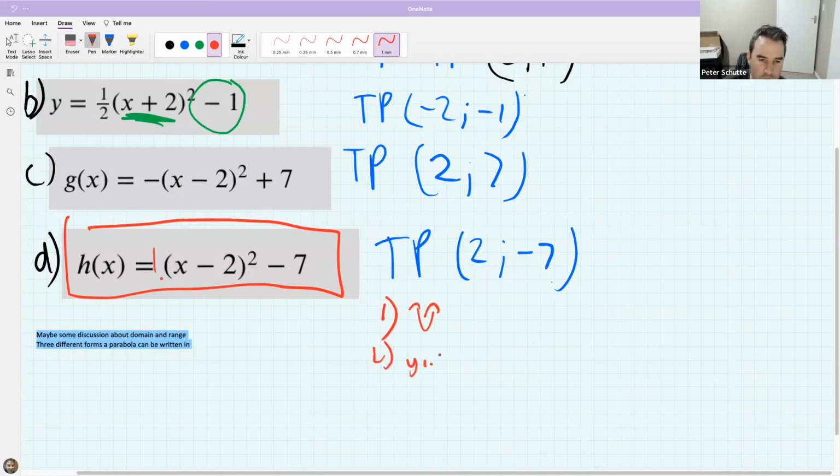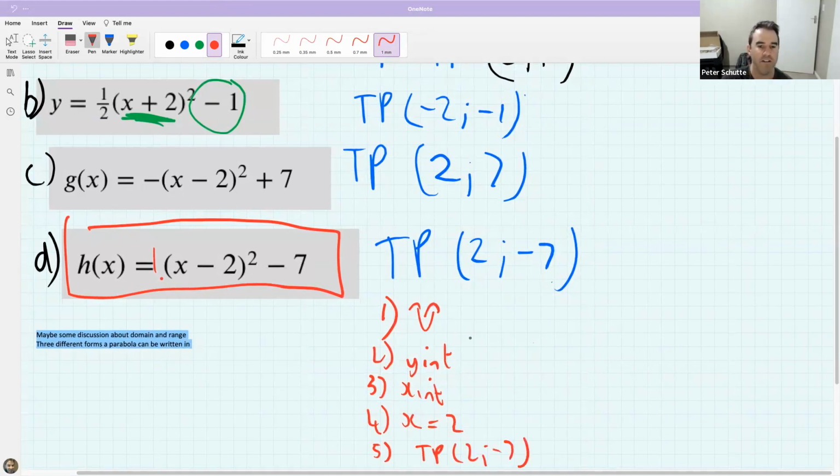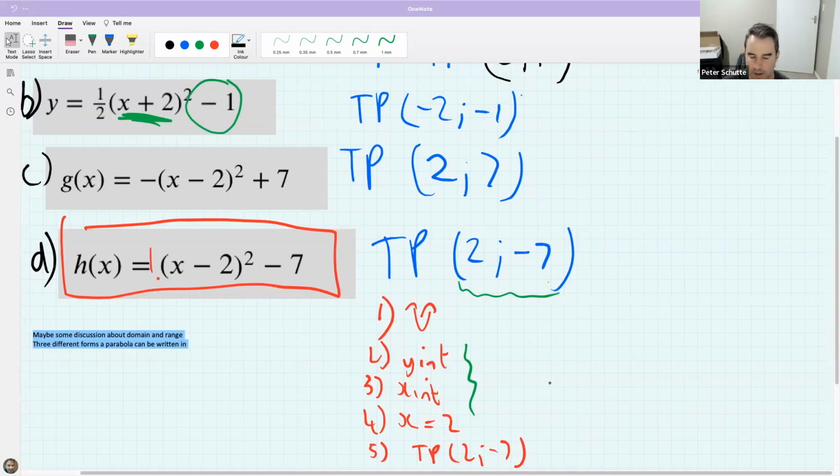Step 2, you find the y-intercept. You can make x naught. You can do that. Step 3, find the x-intercept. Steps 4 and 5 are chop because you just say x is 2 for the axis of symmetry, and the turning point is going to be 2, -7. So you still have to do this working out. But how much quicker is 4 and 5 when you can just go straight to the turning point? What a glorious gift that is.